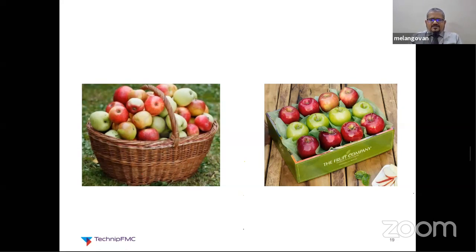The first one is qualitative. You can say a basket full of apples. We cannot define more than that. But in the second case, we are defining in terms of numbers. A box of 12 apples, which contains, out of 12, 4 green and 8 red. You see the difference. This is where we get into the quantitative analysis. By saying quantitative, now we are getting into numerics.